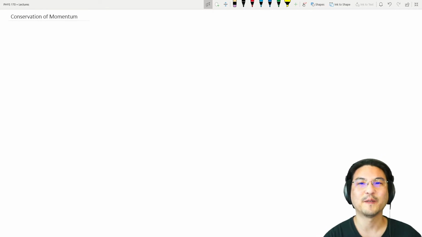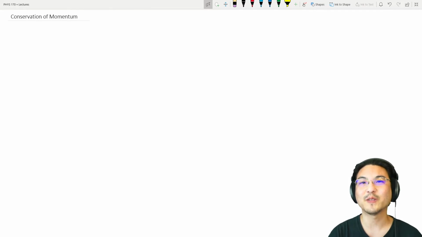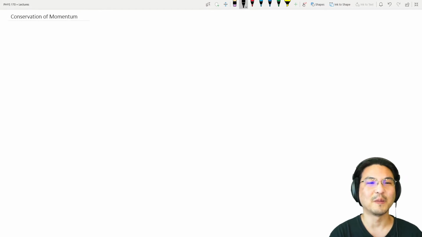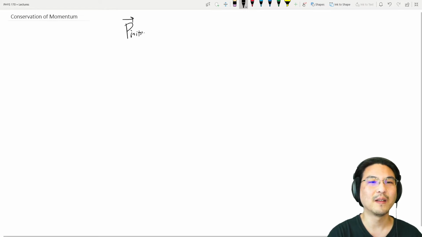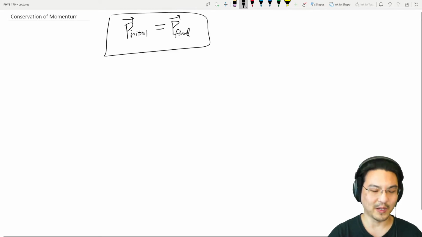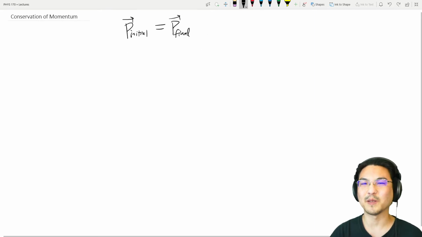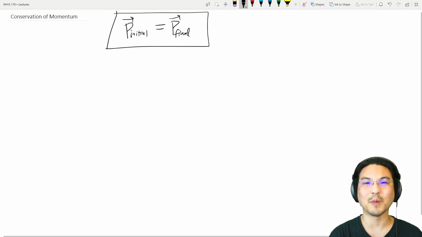Hey everybody. So following from that last video, let's continue our discussion about conservation of momentum. During a collision, momentum is constant, or conserved. So we can say the momentum before a collision, initial, is the same as the momentum after a collision, final. This is a good way to start. If you have problems involving collisions, you just set the momentum before the collision equal to the momentum after the collision.